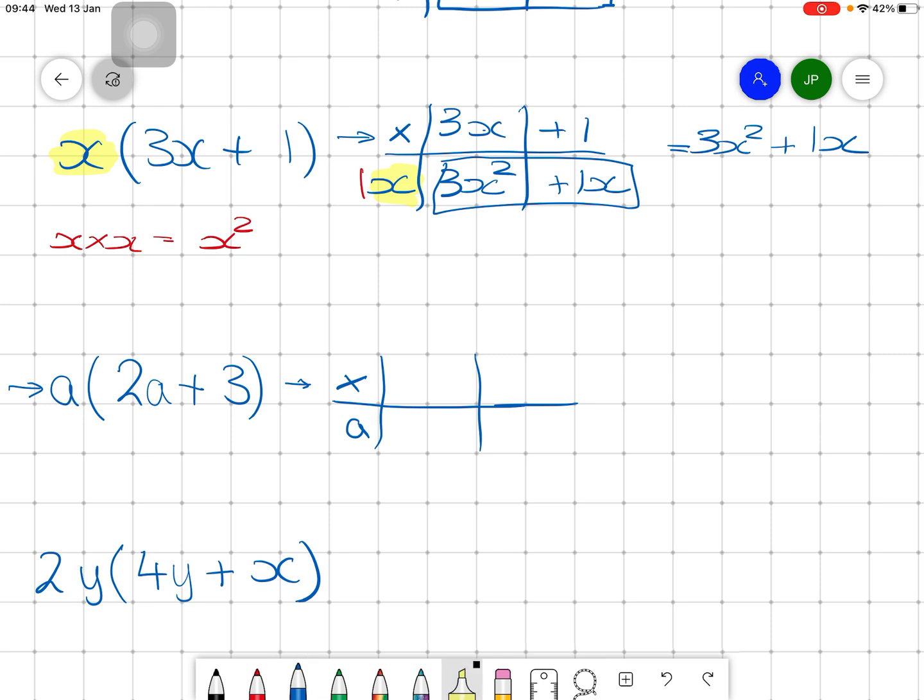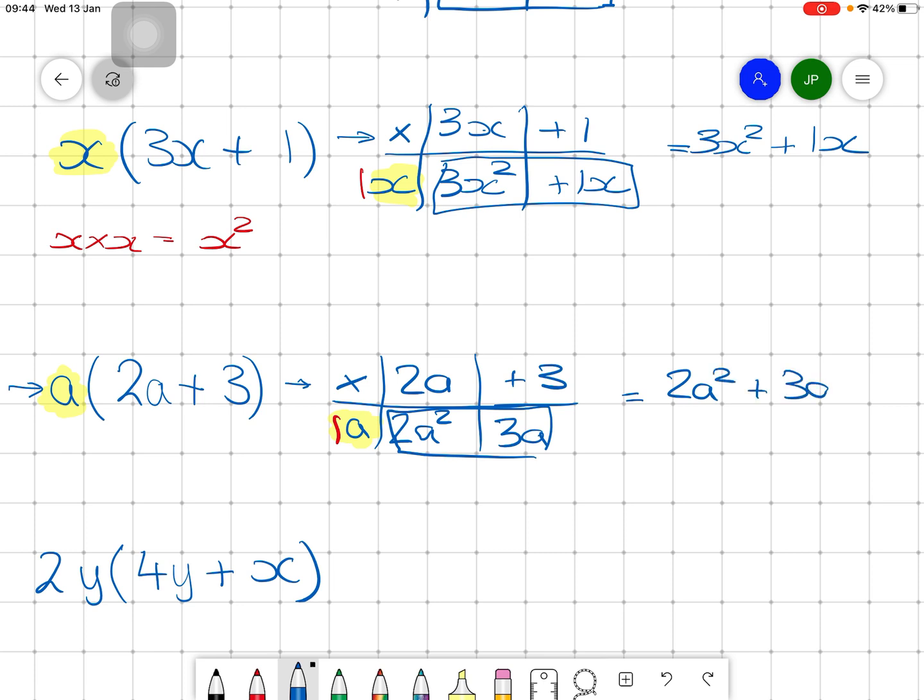So that a that's outside the bracket, whatever's outside the bracket, should always come in first. Then we can have our 2a and our plus 3 that's come out from our bracket. We multiply. That a's got a magic 1 in front of it, so we can do 2 times 1 is 2. a times a gives us a squared. Positive 3 times 1a gives me 3a. Take what's in the brackets out. 2a squared plus 3a.